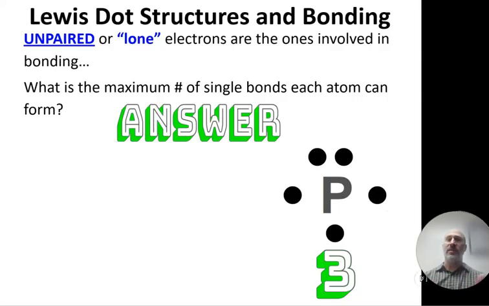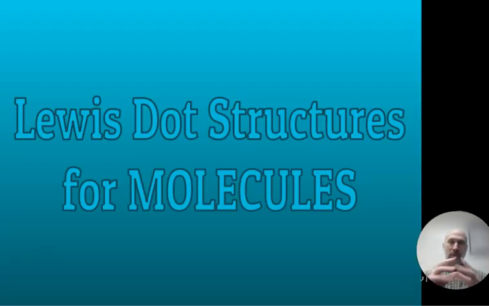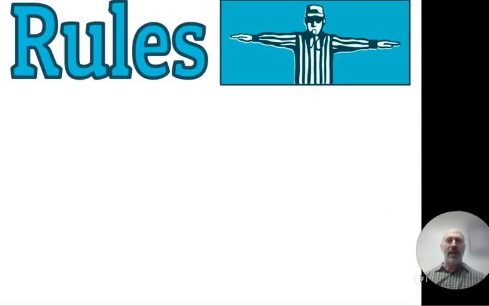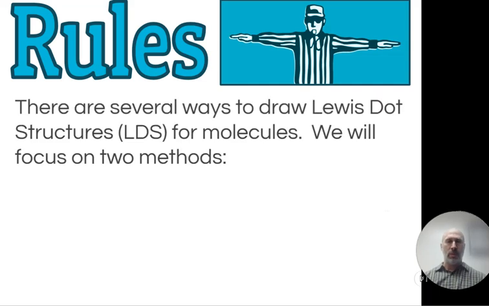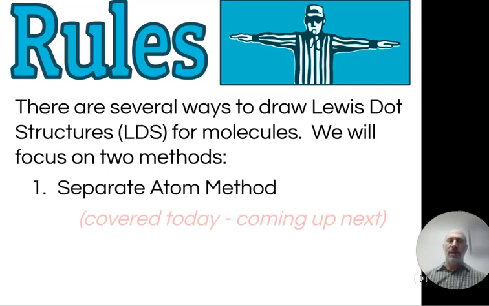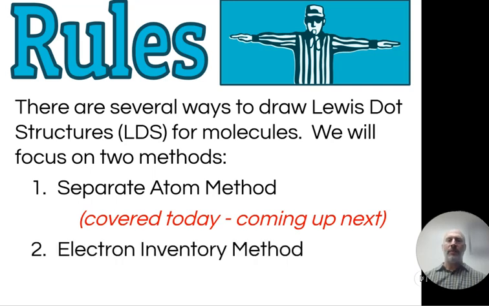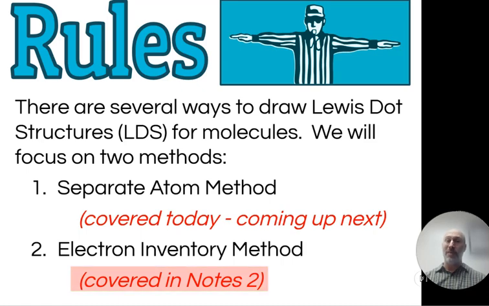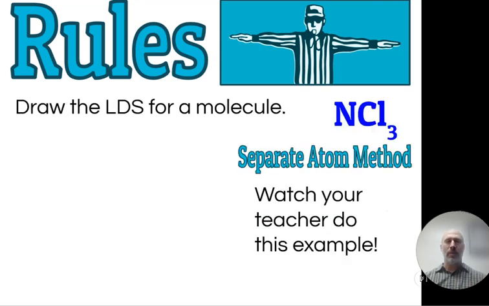Now, if we're going to go to molecules, so that was just for looking at an atom, right? If we're just looking at phosphorus, for example, what if we add multiple atoms together and we want to make a Lewis dot structure for some type of a compound or a molecule? Now there's rules. There's several ways you can do this. There's 2 methods. We're going to intro one today and go into the second method a little bit more. So the separate atom method is what we're going to cover today. The atom electron inventory method we'll talk about in notes 2. That's actually the better method.